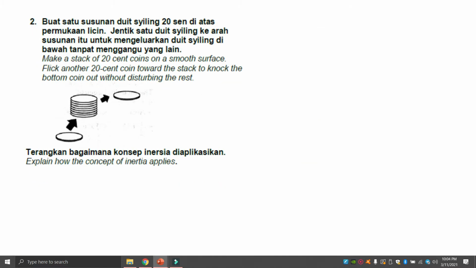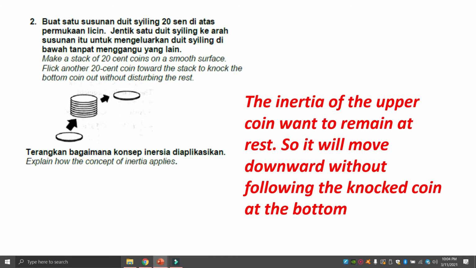Alright, the next one. Make a stack of 20 cent coins on a smooth surface. Flick another 20 cent coin toward the stack, to knock the bottom coin out without disturbing the rest. How do we explain how the concept of inertia applies? The inertia of the upper coins wants to remain at rest, so they will move downward without following the knocked coin at the bottom. So this is an example of inertia.